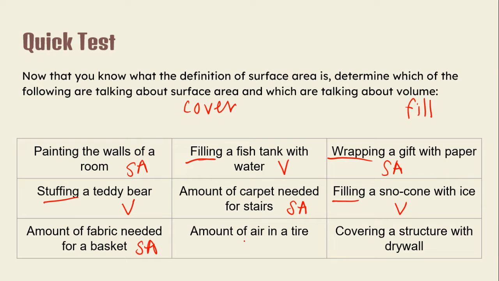The amount of air in a tire, that's filling up the tire with air, volume. And covering a structure with drywall, so covering it is surface area. So you can look for those keywords to determine whether it's a situation of surface area or volume.